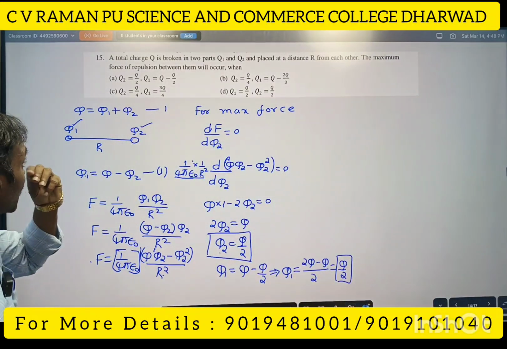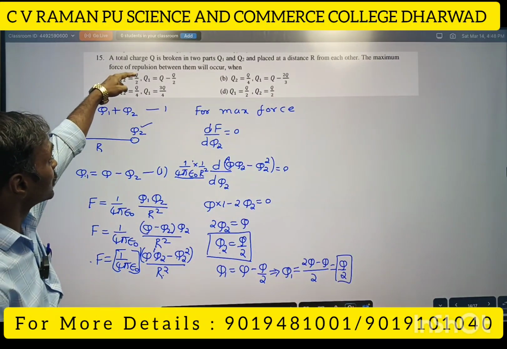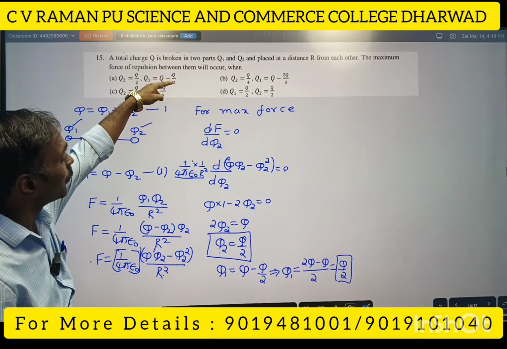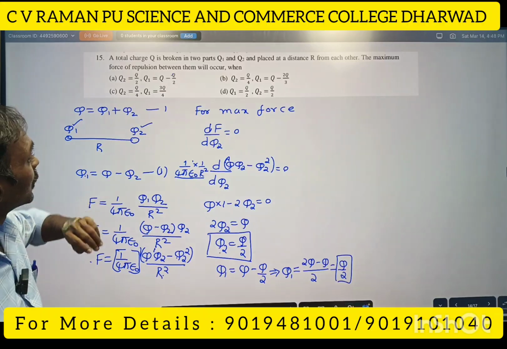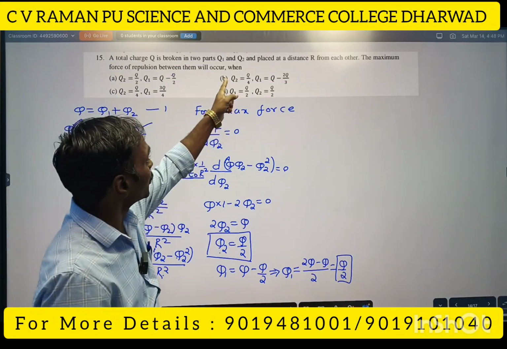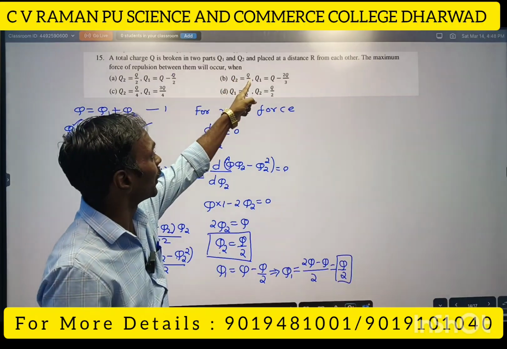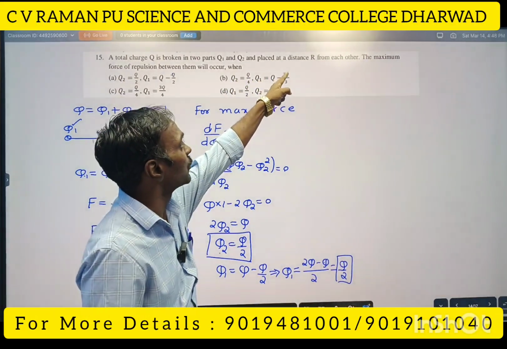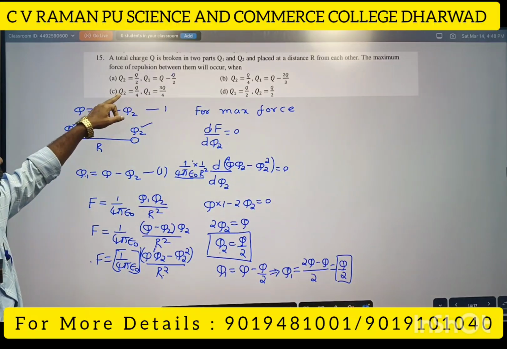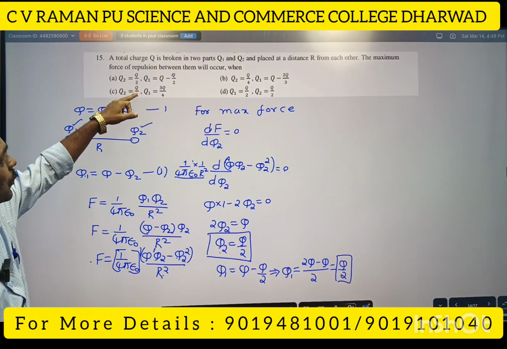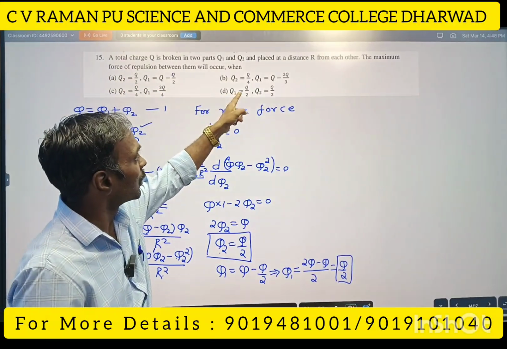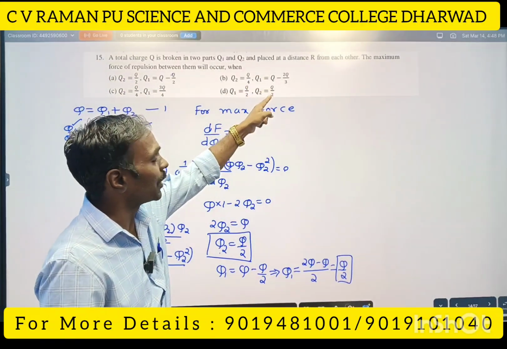So then which option is correct? Option A, Q2 is equal to Q by 2, Q1 is equal to Q minus capital Q divided by 2. Capital Q divided by 2. Now see option B, Q2 is equal to Q by 4, Q1 is equal to Q minus 2Q by 3. Option C, Q2 is equal to Q by 4, Q1 equal to 3Q by 4. Option D, Q1 equal to Q by 2, Q2 is equal to Q by 2.